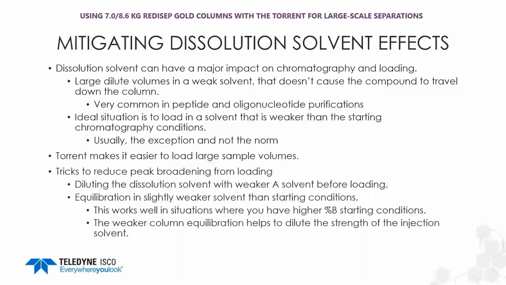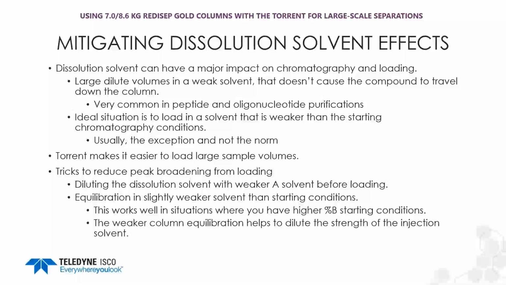So how do we reduce peak broadening from loading? One is to dilute the dissolution solvent with a weaker solvent before loading. This could be your A solvent, anything to make the loading conditions as close to or weaker than the starting conditions is always going to benefit your separation.